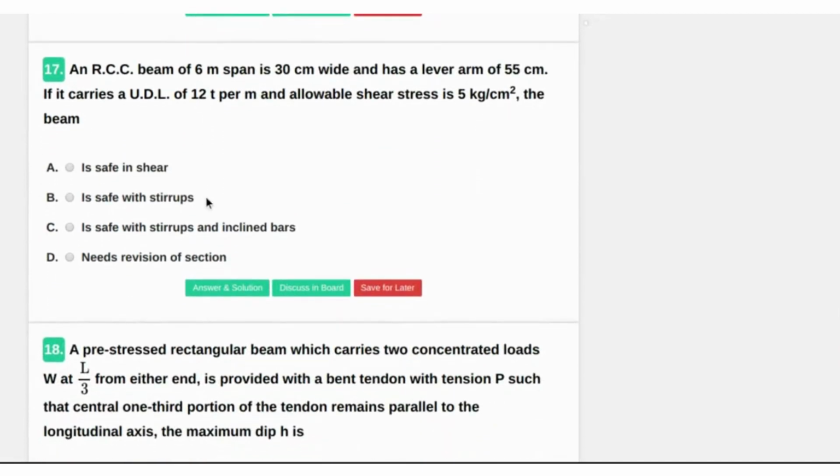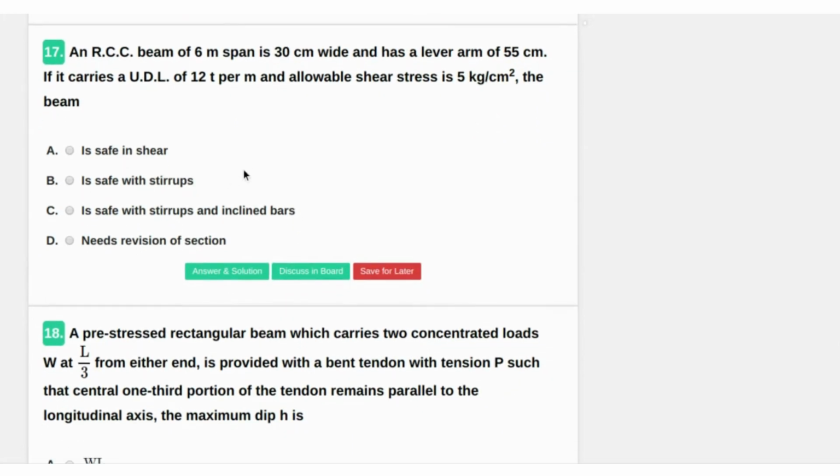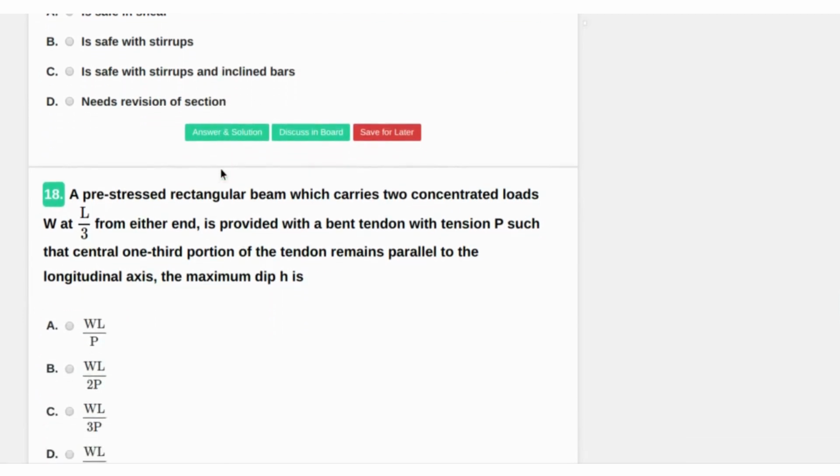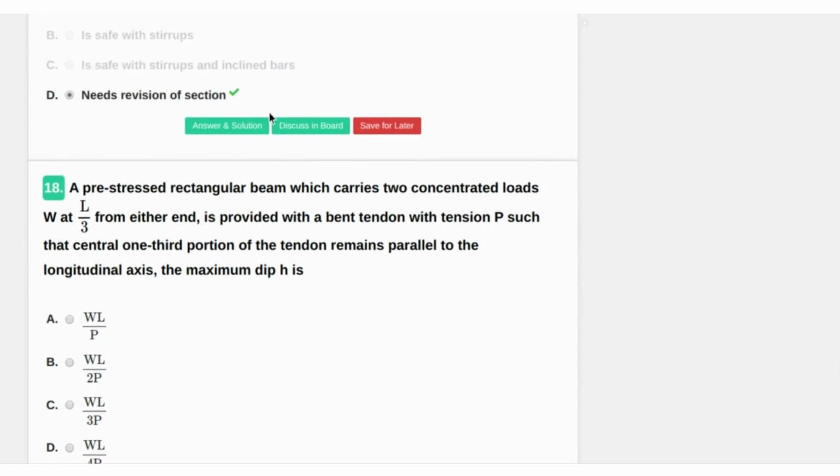An RCC beam of 6 meter span is 30 centimeter wide and has lever arm 55 centimeter. It carries UDL and the shear stress is 5 kg per cm square. So shear stress equals 12 into 1000 into 6 divided by 30 into 55. It is less than 5 kg per cm square, or it is greater than 20 kg per cm square. Its value is 40 kg per cm square. So revision of the section is needed.